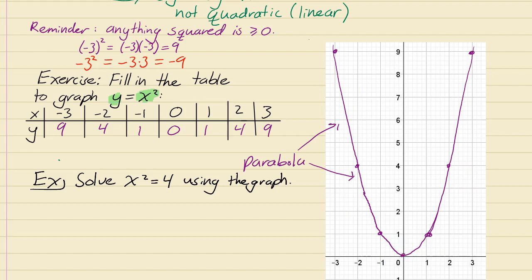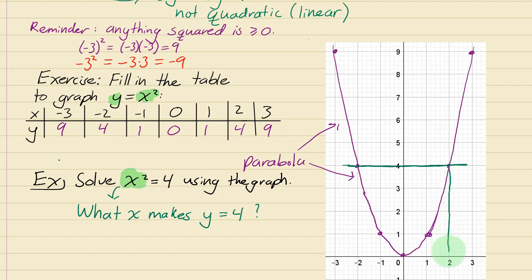So asking this question is essentially like saying, what value or values of x makes y equal to 4? I'm just replacing the x squared here with y because y and x squared are the same thing. So let's look and see where is y equal to 4 on the graph. That is right here. And the solutions are the values of x that make that happen, which look like there's a value of x that's 2 and another value of x that's negative 2.